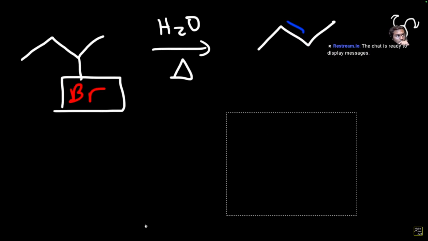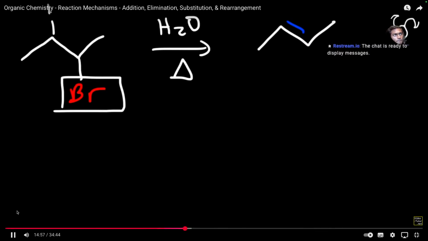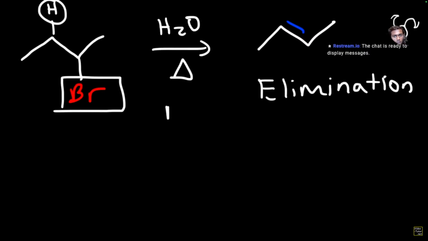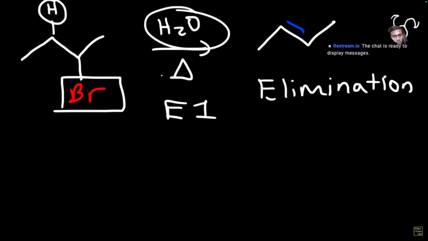But now let's focus on this product. What type of reaction do we have here? In order to form a double bond, we had to remove or eliminate the hydrogen and the bromine atom. So this is an elimination reaction. Specifically, it's called the E1 reaction, a first order elimination reaction, because the rate of the reaction depends only on the concentration of the substrate and not the concentration of the base.